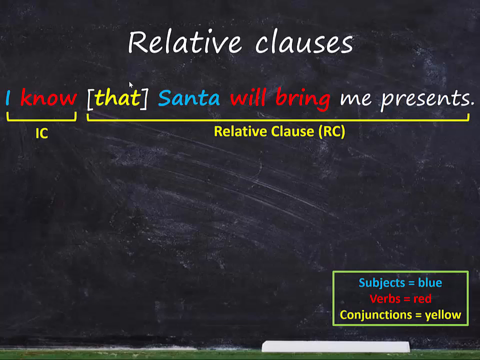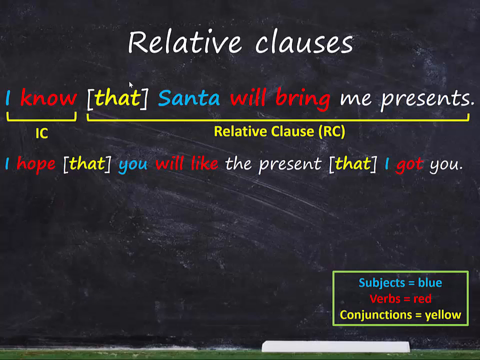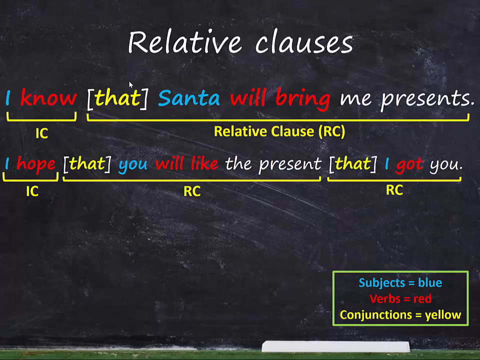What about this one? I hope that you will like the present that I got you. Independent clause, relative clause, another relative clause. But again, we could leave out the relative pronoun that. I hope you will like the present I got you. Yes, I know, this is a recipe for a big headache, but it is grammatically correct. At least now that you know it's an issue, you can be on the lookout for it.